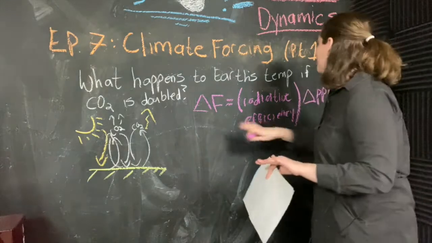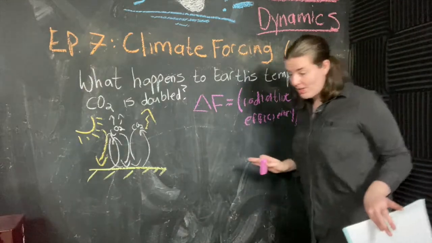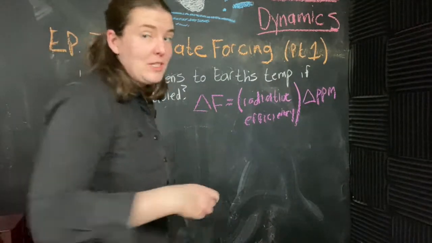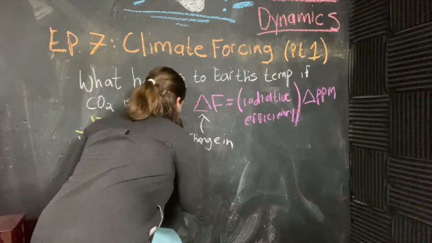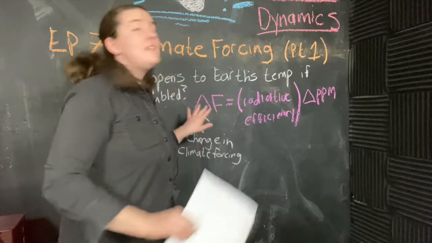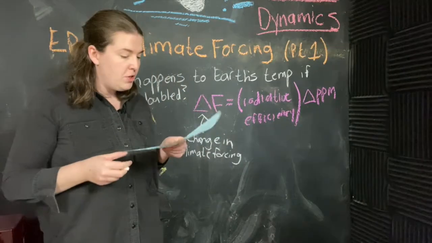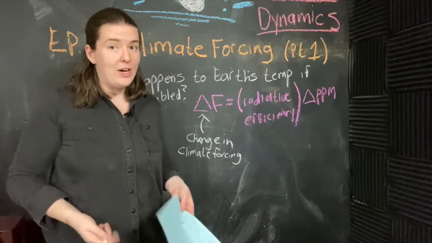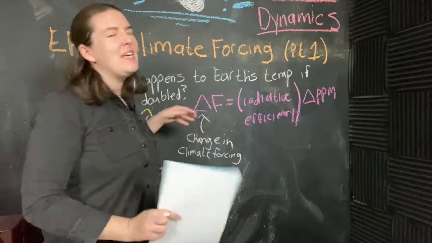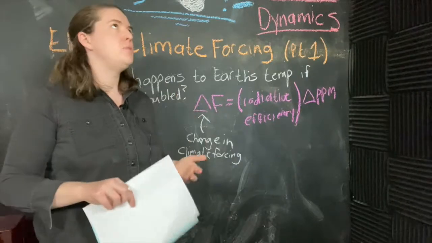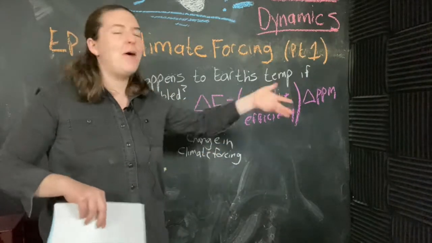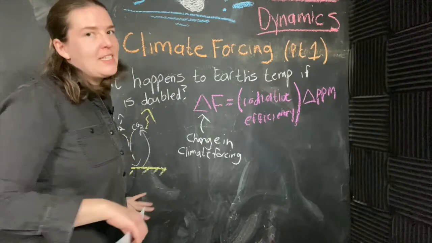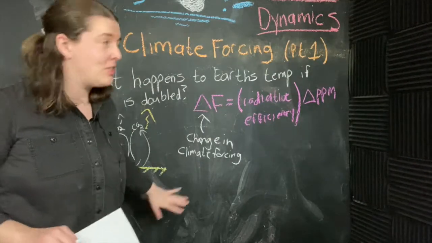Let's talk about this little equation in words. The delta F is our change in climate forcing, and it should have units of watts per meter squared. It's a power per area, but you can think of it as energy: how much energy is getting re-radiated back down to Earth's surface.